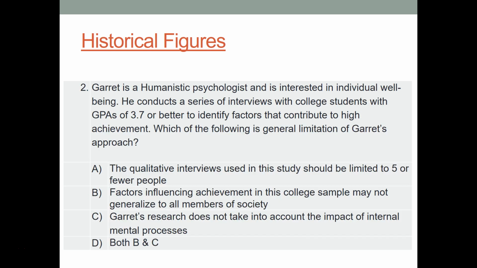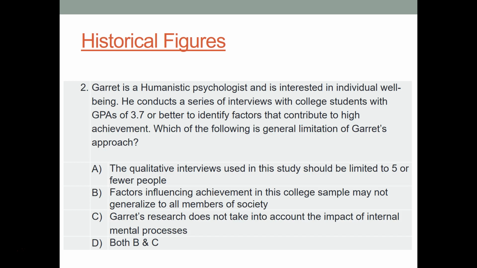Okay. Second question, again, a historical figures question. The question is, Garrett is a humanistic psychologist and is interested in individual well-being. He conducts a series of interviews with college students with GPAs of 3.7 or better in order to identify factors that contribute to high achievement. Which of the following is a general limitation of Garrett's approach? Okay, so what we want to do is think back to the lecture, where we talked about humanistic psychology and some of the strengths and weaknesses of that movement.